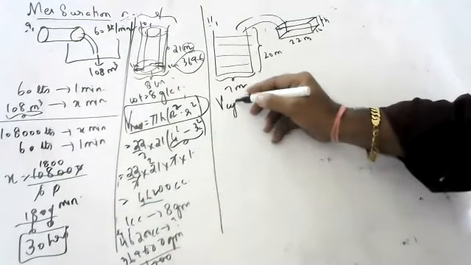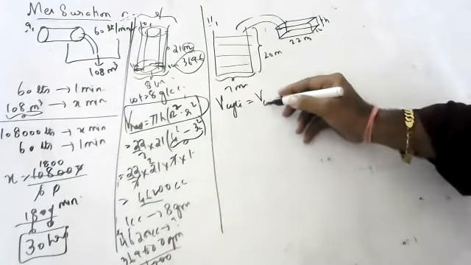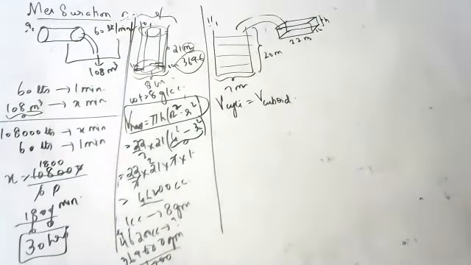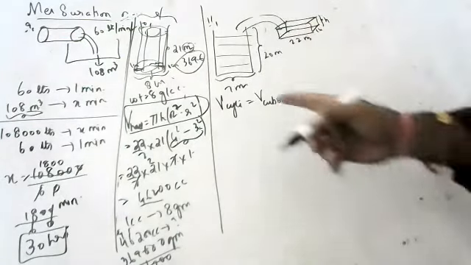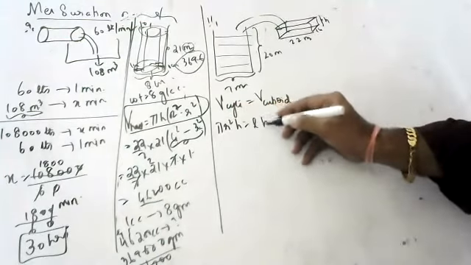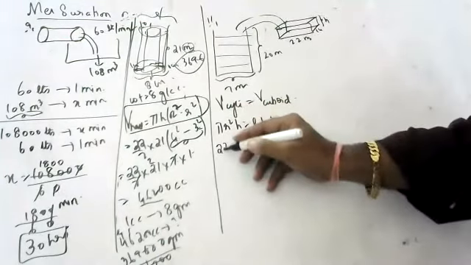Sir, volume of cylinder is equal to volume of cuboid. Okay, mute your audio. Volume of cylinder, Rishikesh, tell. Volume of cylinder is equal to volume of cuboid. Volume of cylinder is pi r square h, and volume of cuboid is LBH.